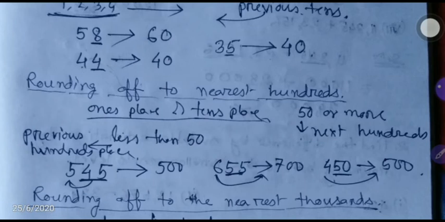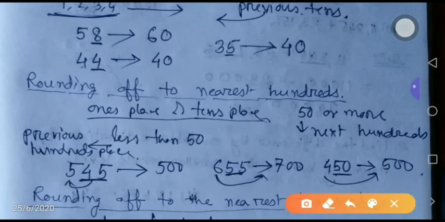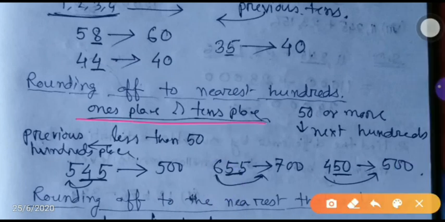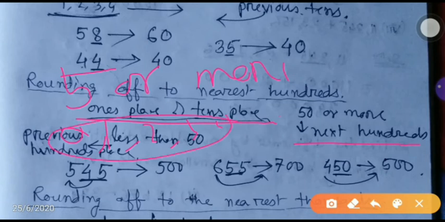Okay, so next you see like this, rounding off to the nearest 100. Whenever you round off a number to the nearest 100, which digit do we have to see? Before hundreds place, which place is coming? Tens place. In the same way, if the digit in tens place is 5 or more, then we will move to the next 100. If the digit in tens place is 0, 1, 2, 3, 4, that means less than 5, then we will move to the previous hundred.